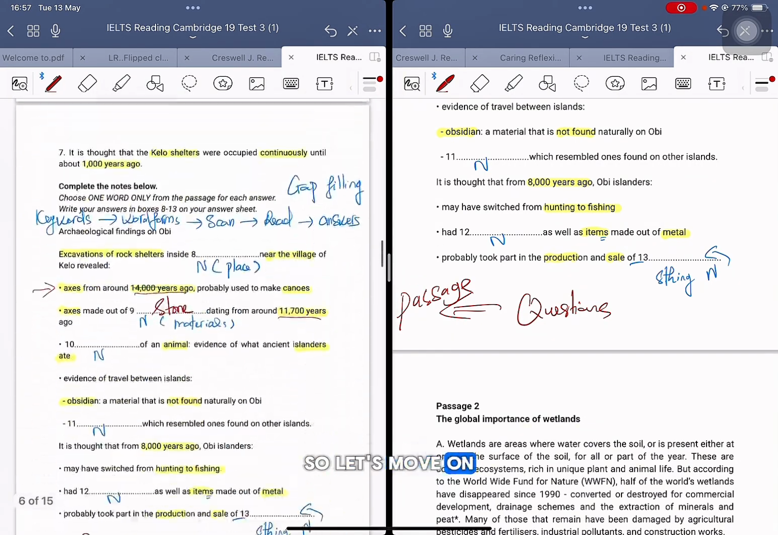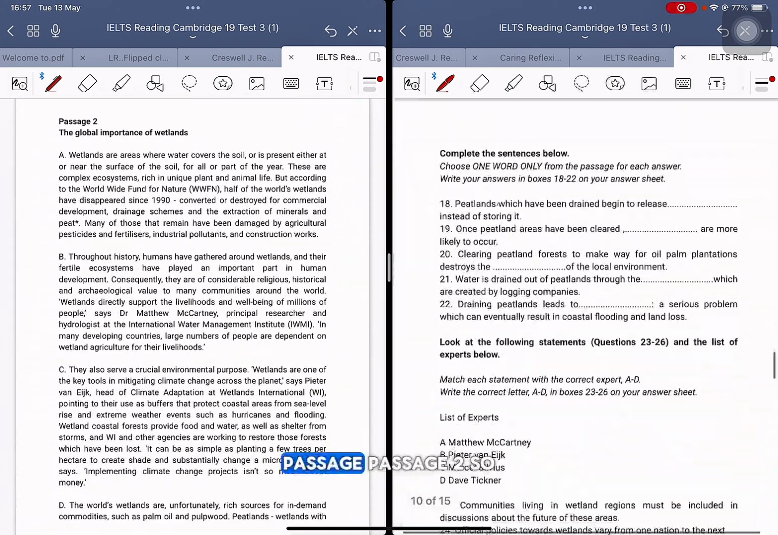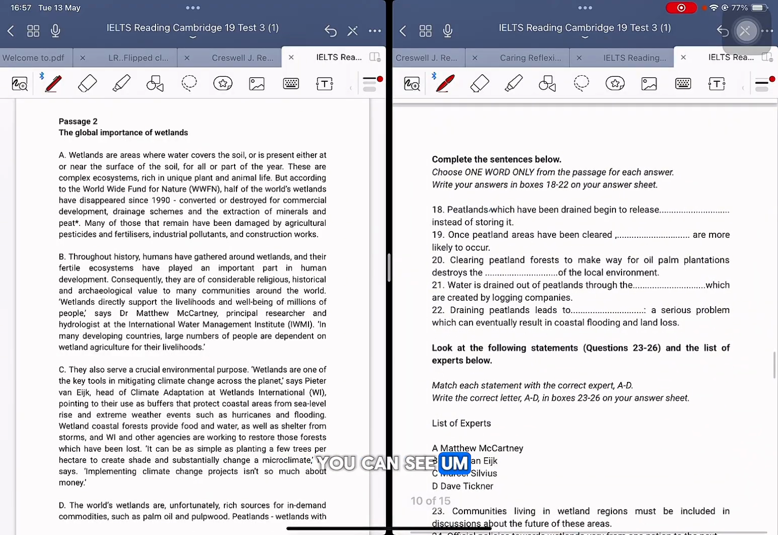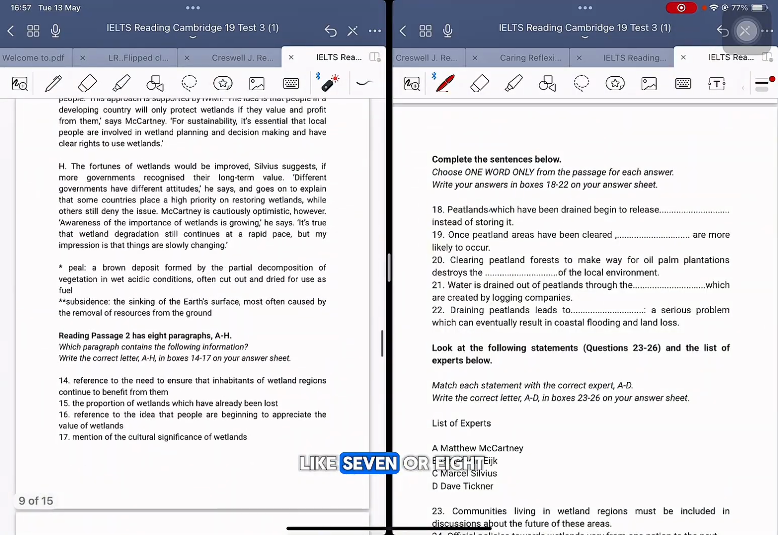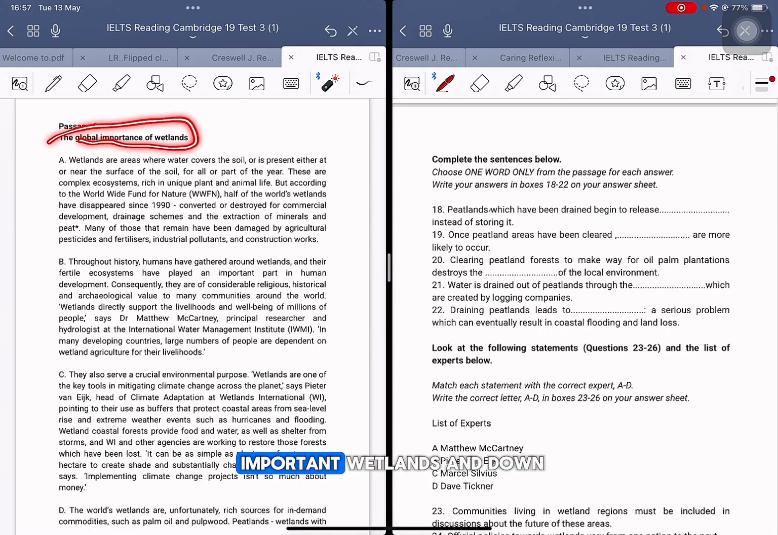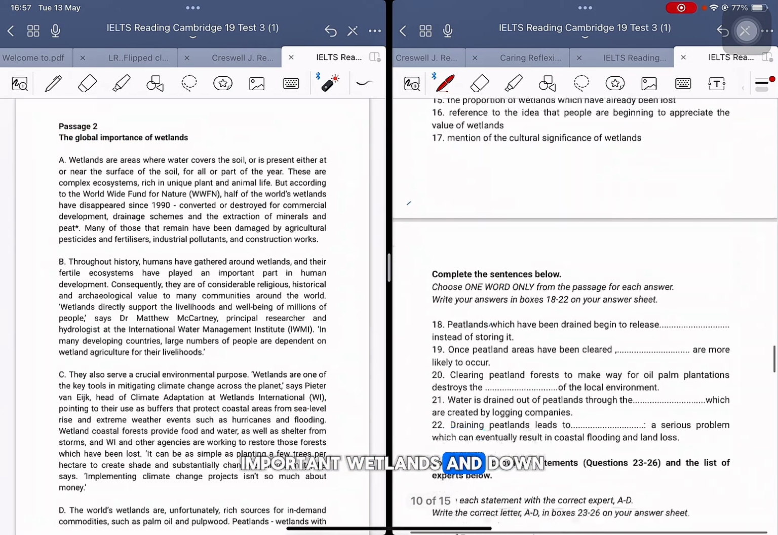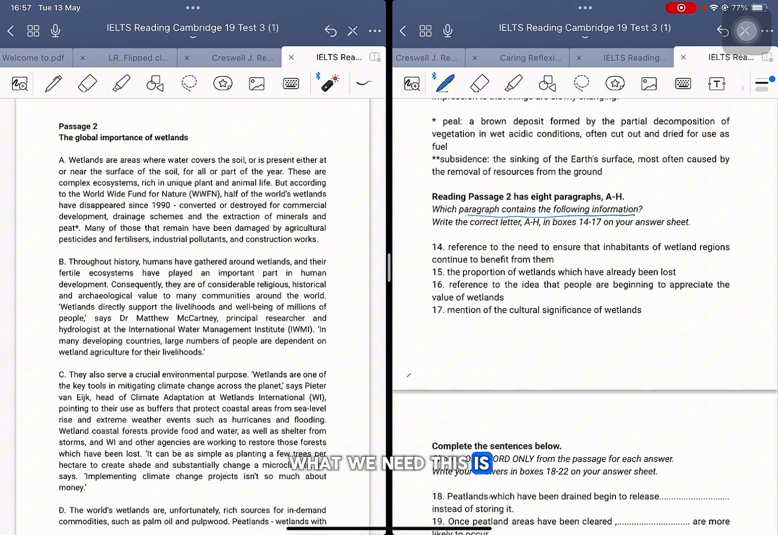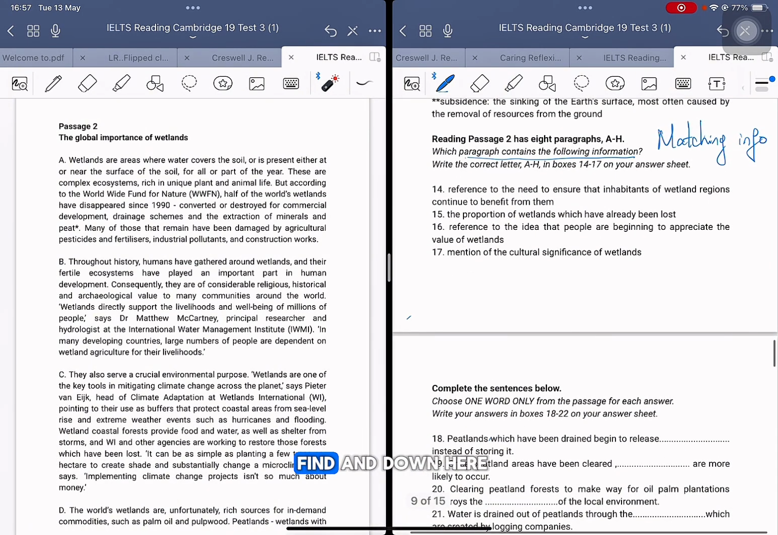Okay, so let's move on to another type of passage. Passage 2. So you can see they have numbers here. In total, we have like 7 or 8 paragraphs. It's quite long. It talks about globally important wetlands. And down here, you can see what we need. This is matching, right? Matching information. This type of question is not easy at all. It takes time to find.